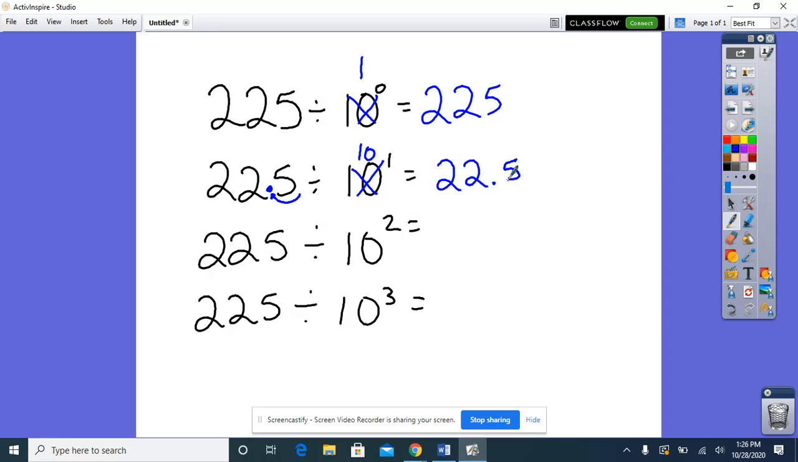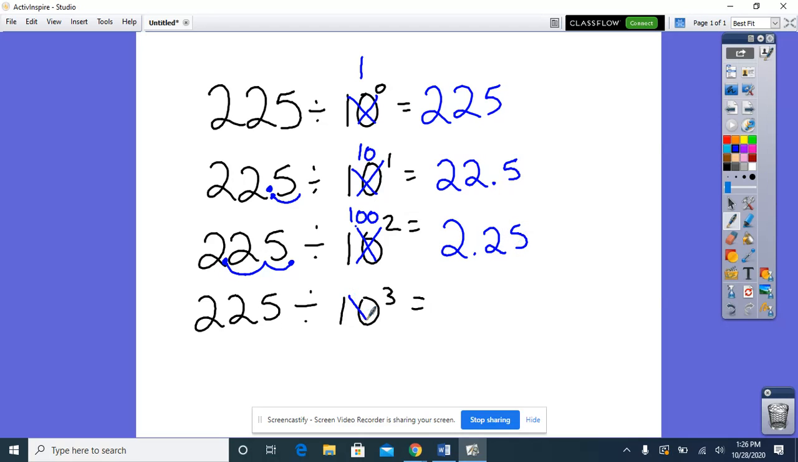If I have 10 to the second power, we know that is the same as 10 times 10, which equals 100. So I have 225 divided by 100. I have 2 zeros in my 100. So I start at my decimal point at the end, because there's an invisible decimal here, and move it in once and twice because I have 2 zeros. That would be 2 and 25 hundredths.